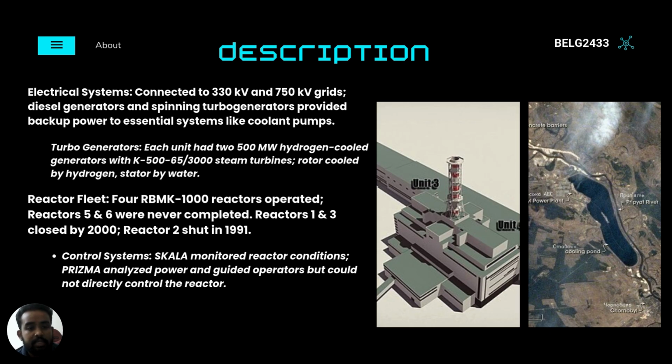So, the control systems. Scala monitored reactor conditions. Prisma analyzed power and guided operators but could not directly control the reactor.